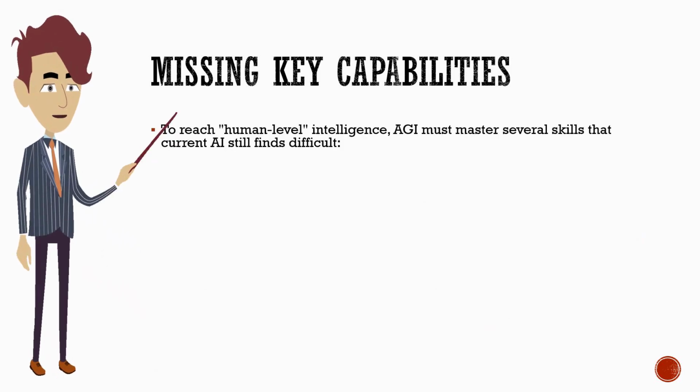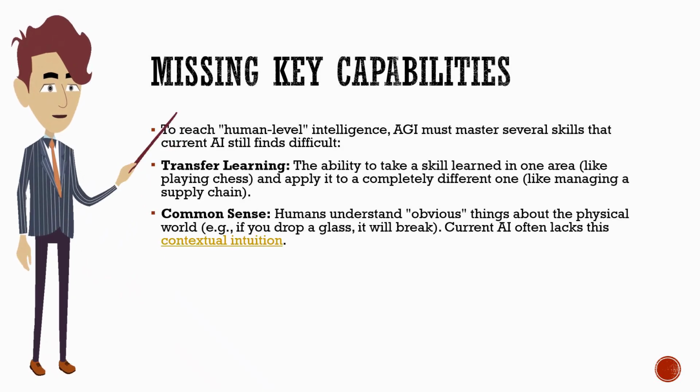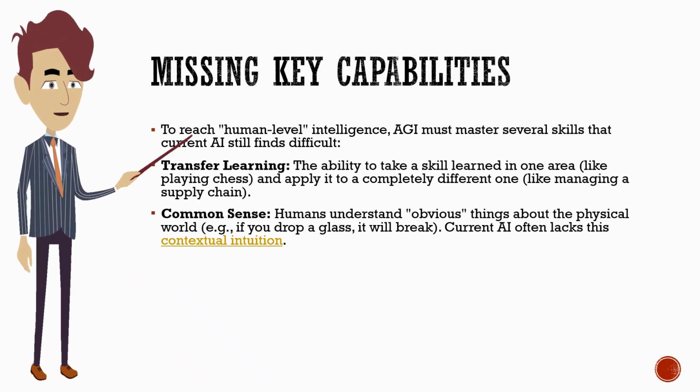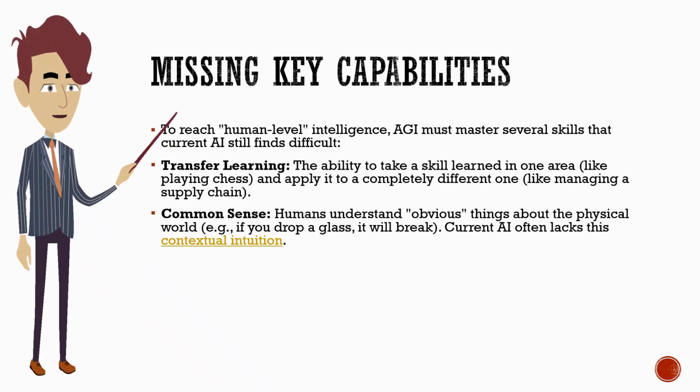So let's see now some of the missing key capabilities which AGI is currently facing. To reach human level intelligence, AGI must master several skills that current AI still finds difficult, right? One such skill is transfer learning. In humans, if we have learned a certain skill in one area, let's say like playing chess or any language, right?